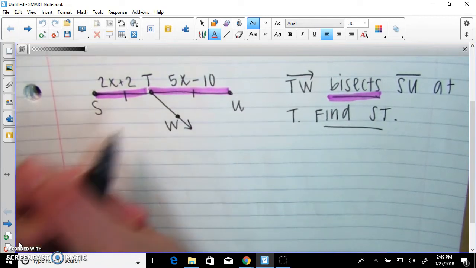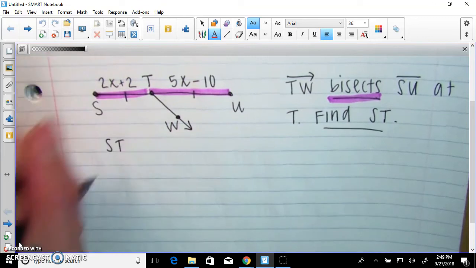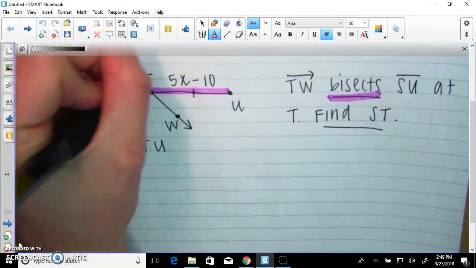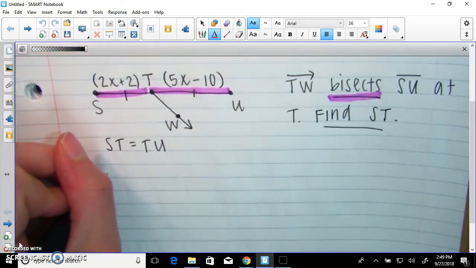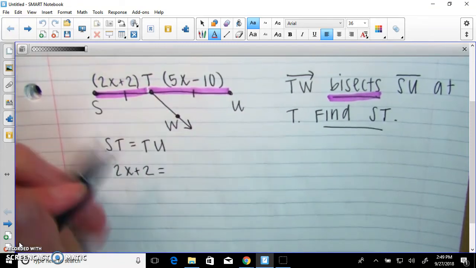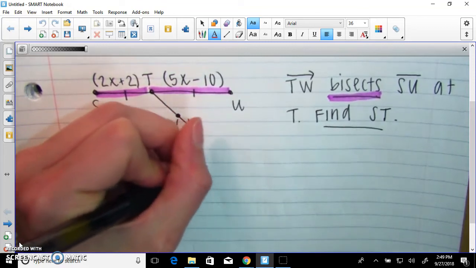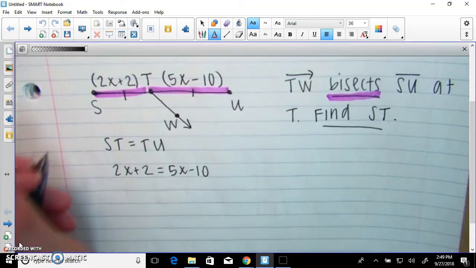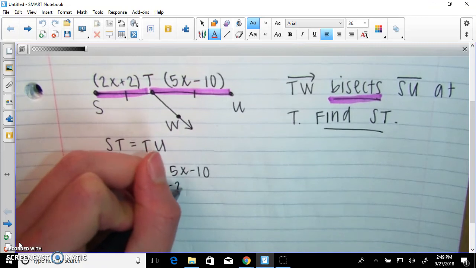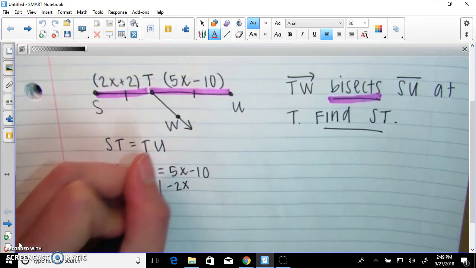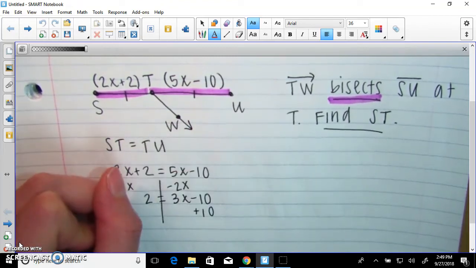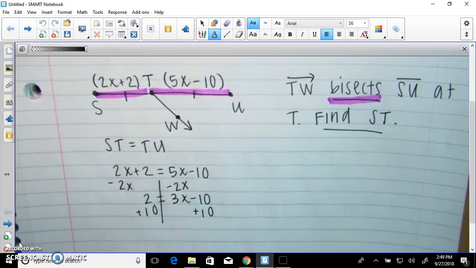If this cuts SU in half, then that means that ST is exactly the same as TU. We can use our algebraic expressions to create an equation with that. So ST, or 2x plus 2, is going to be equal to TU, or 5x minus 10. This is an equation that we can use to solve for x. So let's do a little bit of algebra. It's a good refresher if you don't remember doing this.